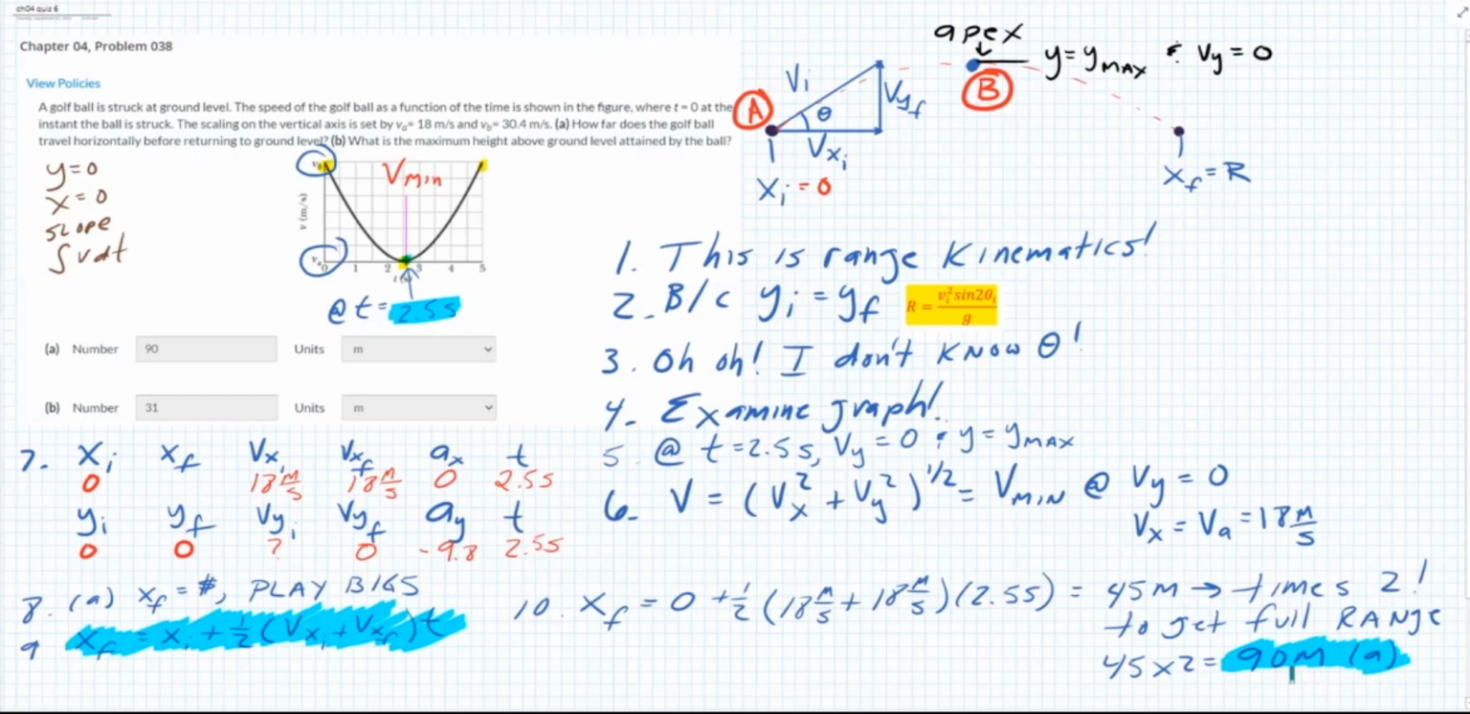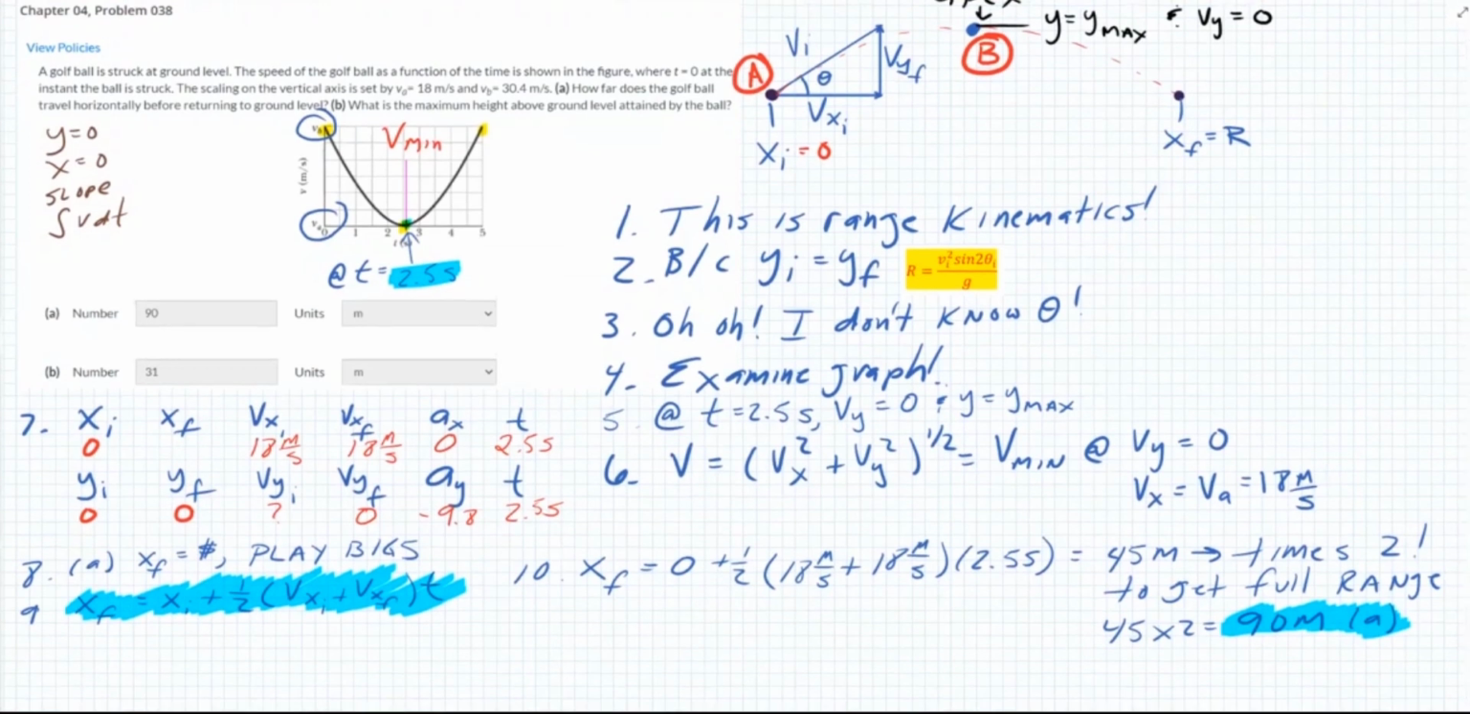Part B says, what's the maximum height attained by the ball? So number 11, I'm going to go back to the graph. Because if I look at time equals 0, that's a crispy point. Look at t equals 0 right here. Right at time equals 0, what's happening at the launch? At t equals 0, my launch velocity is right here, VB. All right, so I'm going to use that.